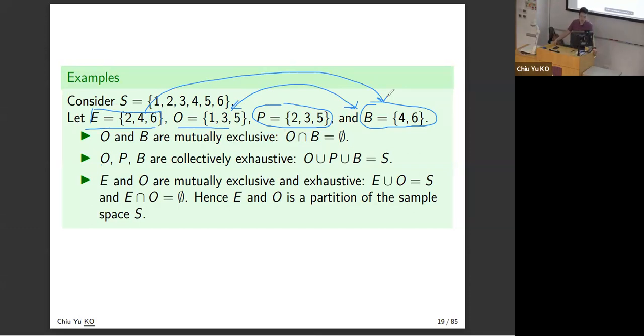And the next thing to talk about is collectively exhaustive, right? So we have O, P, B as collectively exhaustive because we go through the sample space. You can always find each one in O, P, or B. Because 1 is in O, 2 is in P, 3 is in either O or P, 4 is in B, 5 is in O and P, 6 is in B, right? So everything is there.